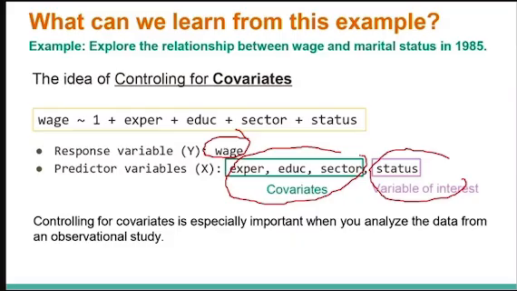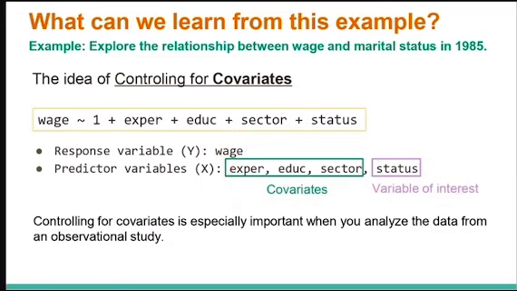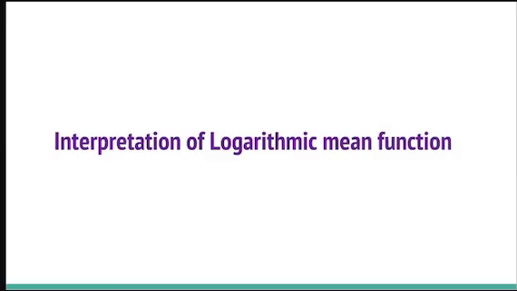Association does not imply causation, but there's something you can do that can make association translate into causation: when you adjust for important variables. Now I want to go to the last objective of today, which I call interpretation of a logarithmic mean function. Please pay attention. This is when your response variable is a log, which becomes a logarithmic mean function.